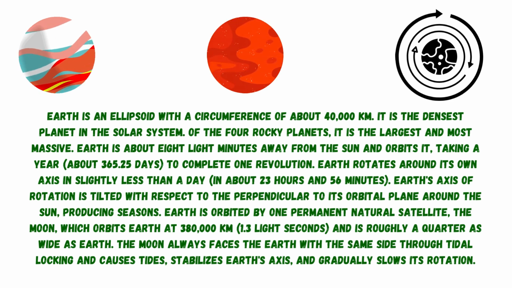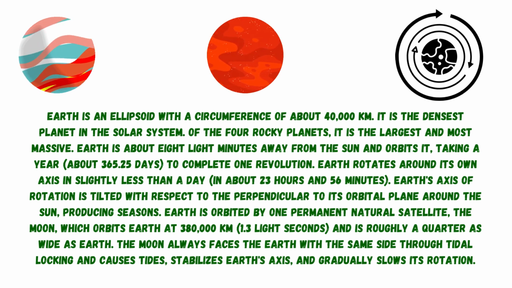Earth is about 8 light minutes away from the Sun and orbits it, taking a year, about 365.25 days, to complete one revolution. Earth rotates around its own axis in slightly less than a day, in about 23 hours and 56 minutes. Earth's axis of rotation is tilted with respect to the perpendicular to its orbital plane around the Sun, producing seasons.